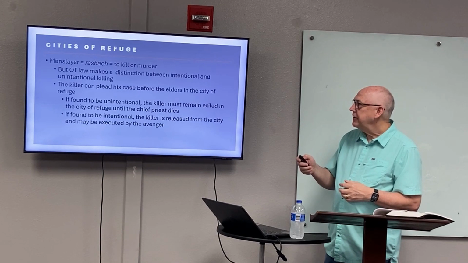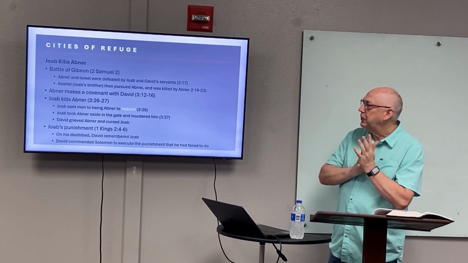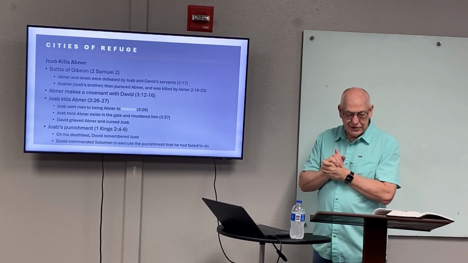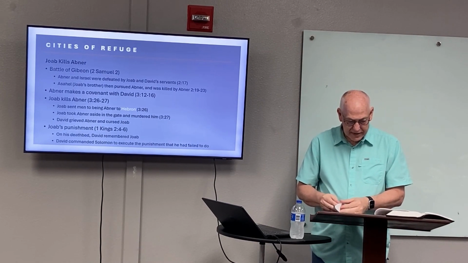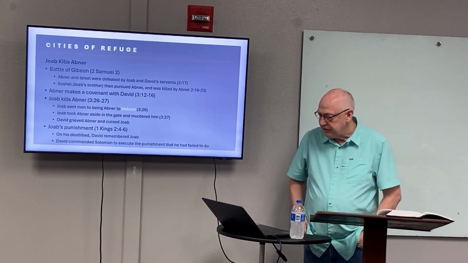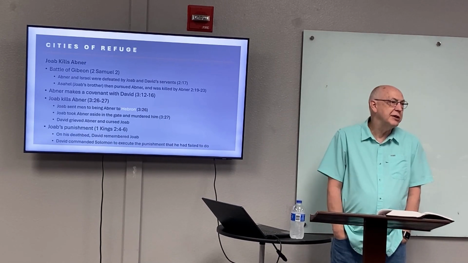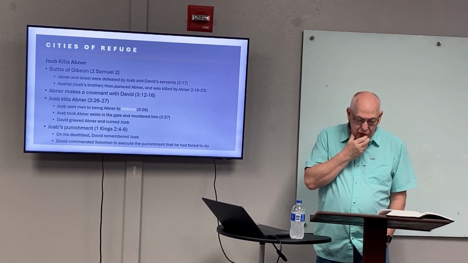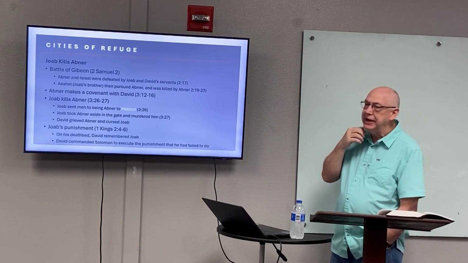All right, so let's look at how this plays out. We're going to talk about Joab and Abner. This comes out of 2 Samuel, chapters 2 and 3. A lot of verses there to read, so I'm just going to summarize some of the events and help you understand what is going on. In chapter 2, there is a battle of Gibeon.